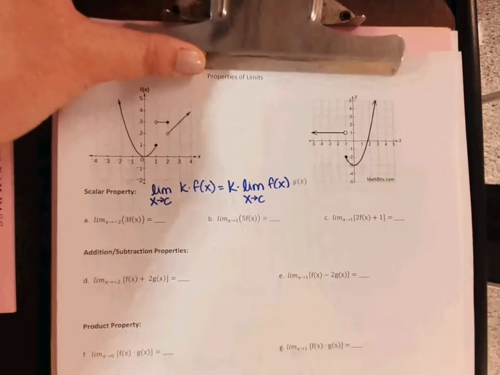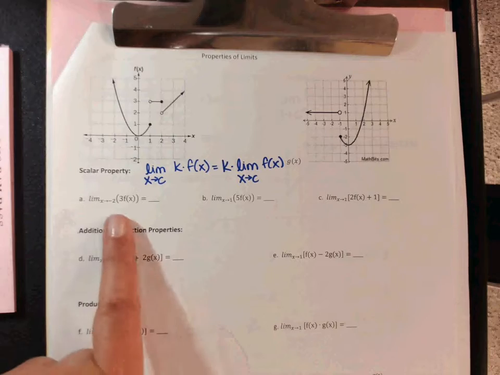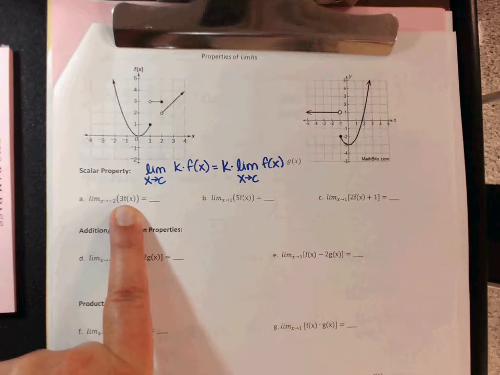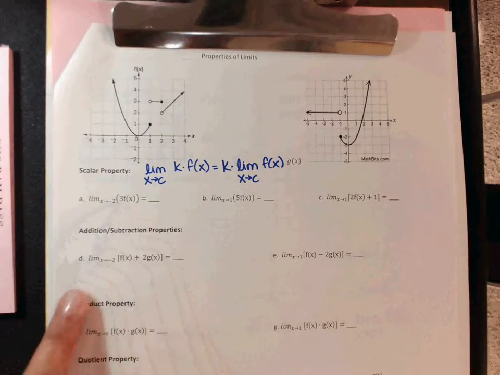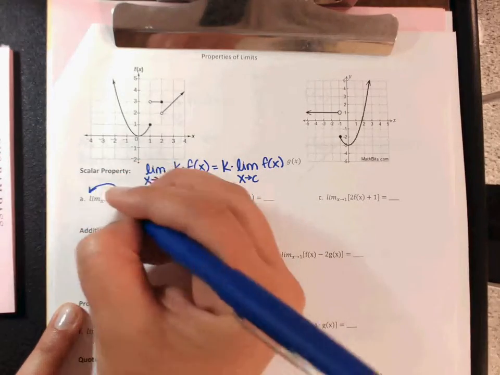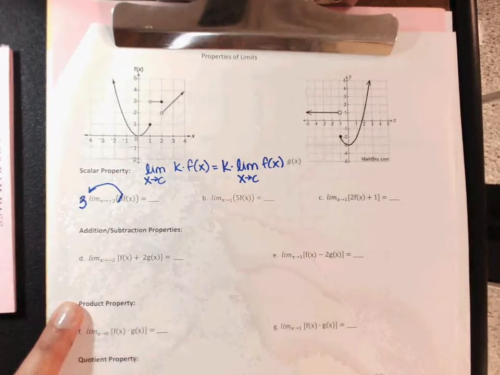So I'm going to take that 3 out on this next one. I'm going to take that 3 out of the limit. I'm just going to put it in the front. Okay, so look, I'm going to cross it out, and I'm going to put it there instead.